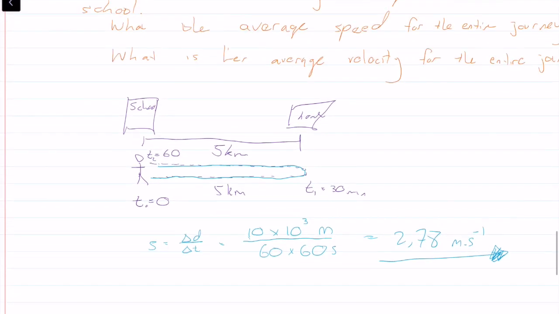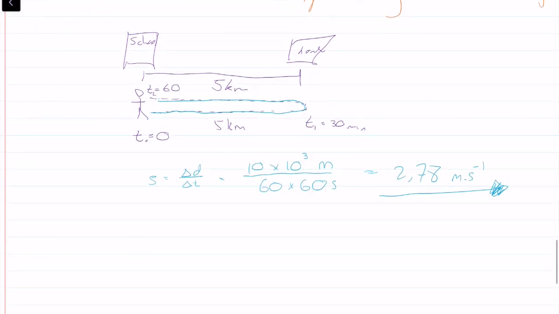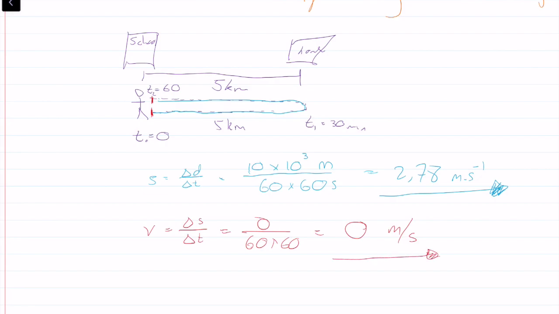Now we want to go over the velocity. Velocity is change in displacement over change in time. What is her change in displacement? She starts and ends at school, the same place. So her change in displacement is 0 over 60 times 60 seconds. 0 over anything is 0 meters per second. In this case, 0 meters per second, we don't really care about a direction because it has no effect.